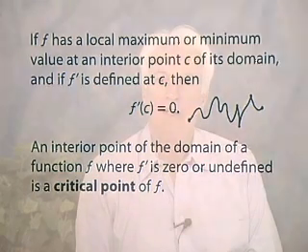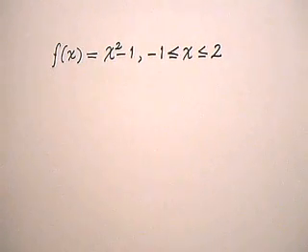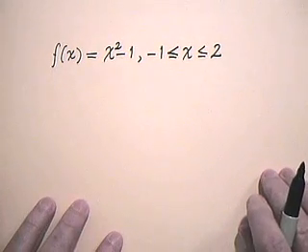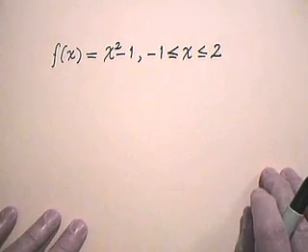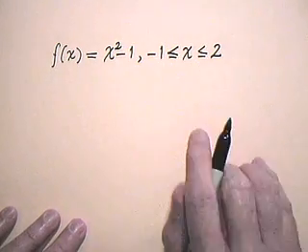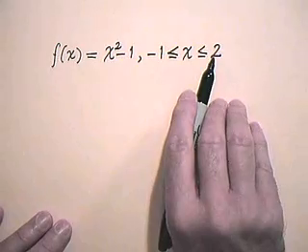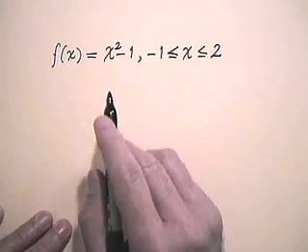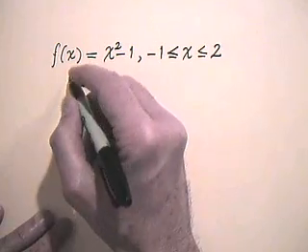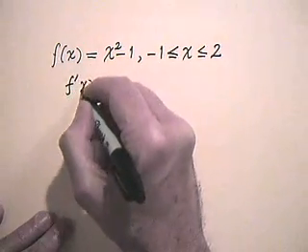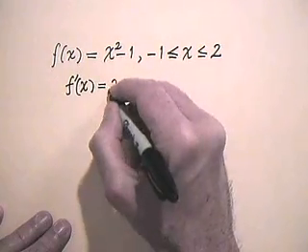The biggest and smallest values among the critical values and the endpoint values will be the global extreme values. Well, let's use our theory of critical points and critical values to do some graphing and find extreme values. Here I have the function f of x equals x squared minus 1 on the interval -1 less than or equal to x less than or equal to 2. So what we would like to do is graph this function on this interval and find its critical points and the extreme values. To begin, we'll compute the derivative. f prime of x is 2x.